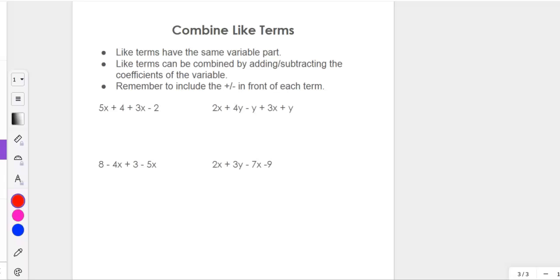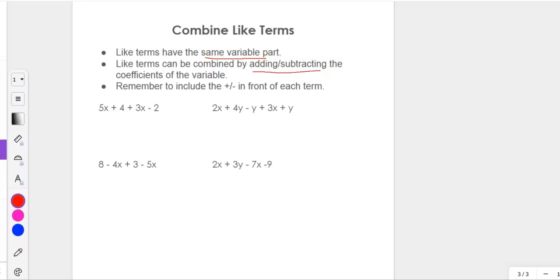So, combining like terms. Like terms have the same variable part. So that means they both have x's, both have y's, the same exact letter. Like terms can be combined by adding or subtracting the coefficients of the variable. Then remember to include the plus or minus in front of each term.